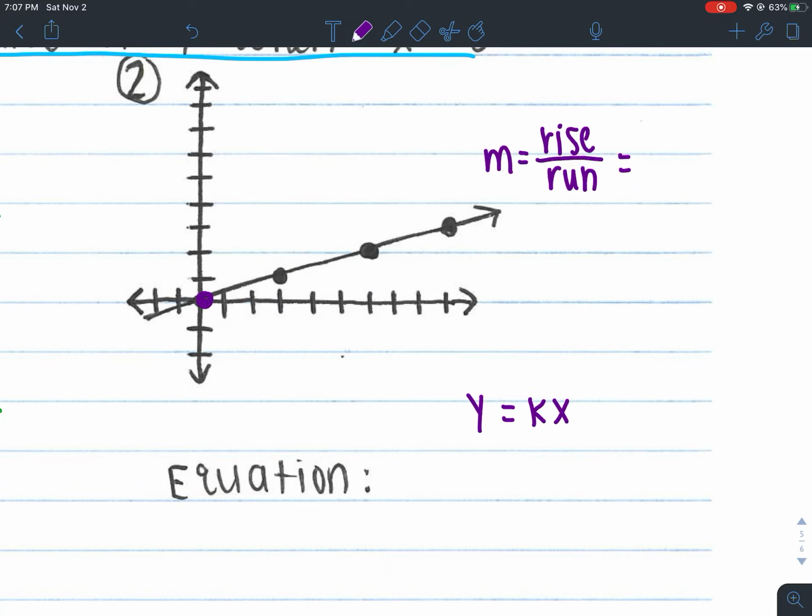So I'm going to pick a point. Let's pick 0, 0 to be our starting point here. So our rise here is going to be positive 1. And then our run is 1, 2, 3 to the right. So that's positive 3. So our slope here is 1/3.